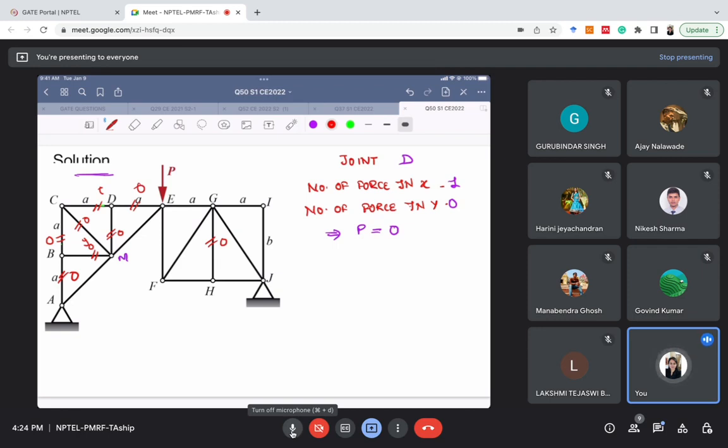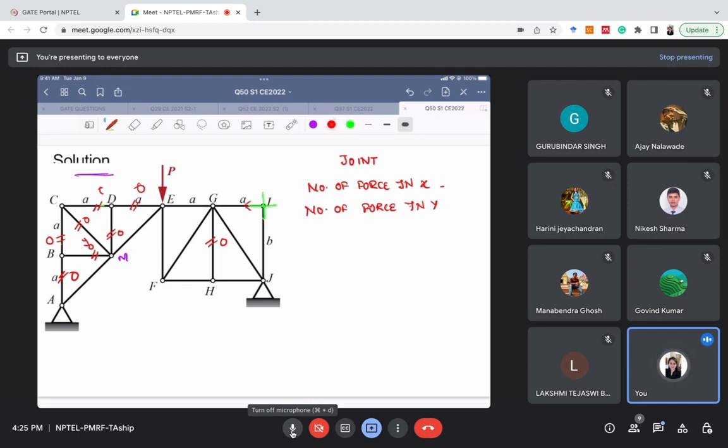Which other joint can I analyze? So I'll try with all the joints, okay? At least those which have a maximum of 3 members. So I'll analyze all these joints. Let's analyze joint number J now. Joint number I, someone is suggesting. Sorry, it's I. So I'm analyzing joint number I now.